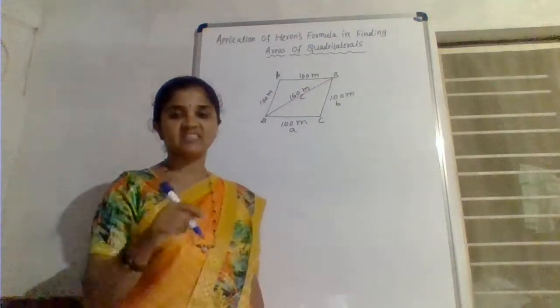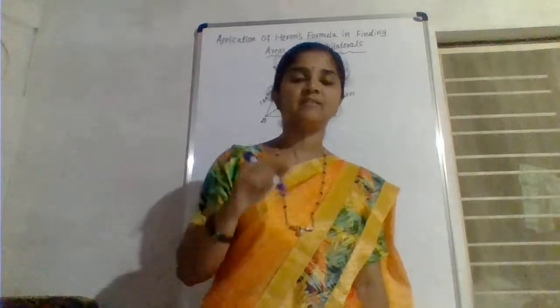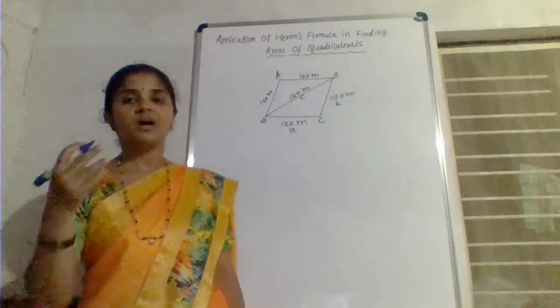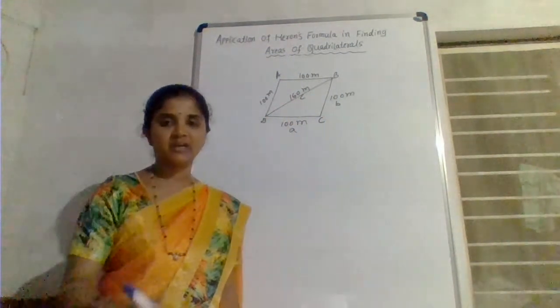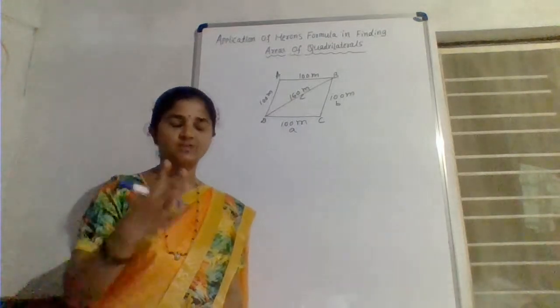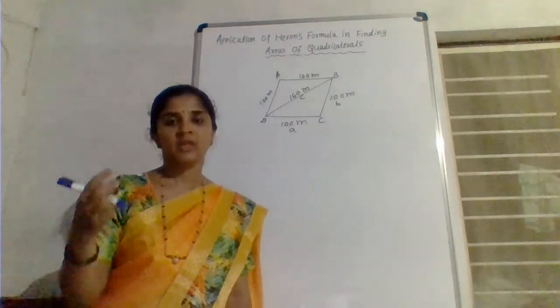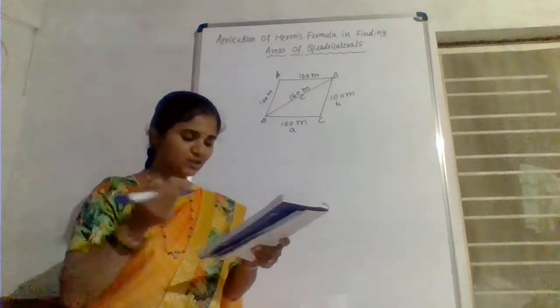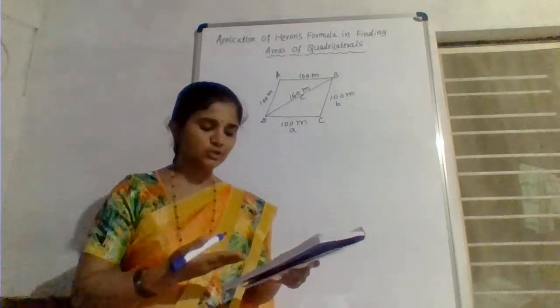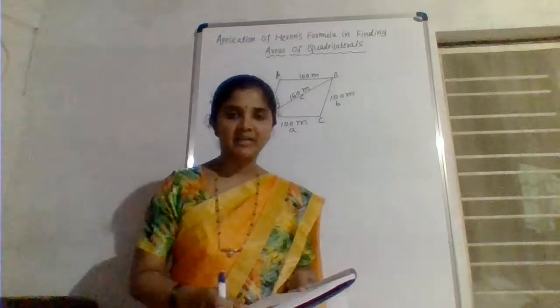First find s. s is equal to a plus b plus c divided by 2. So then how much will you get, you just find out. Then use the area of triangle equal to square root of s into s minus a into s minus b into s minus c. So that you will get the answer. Actually it is a textbook example solution, 4800 meters square.